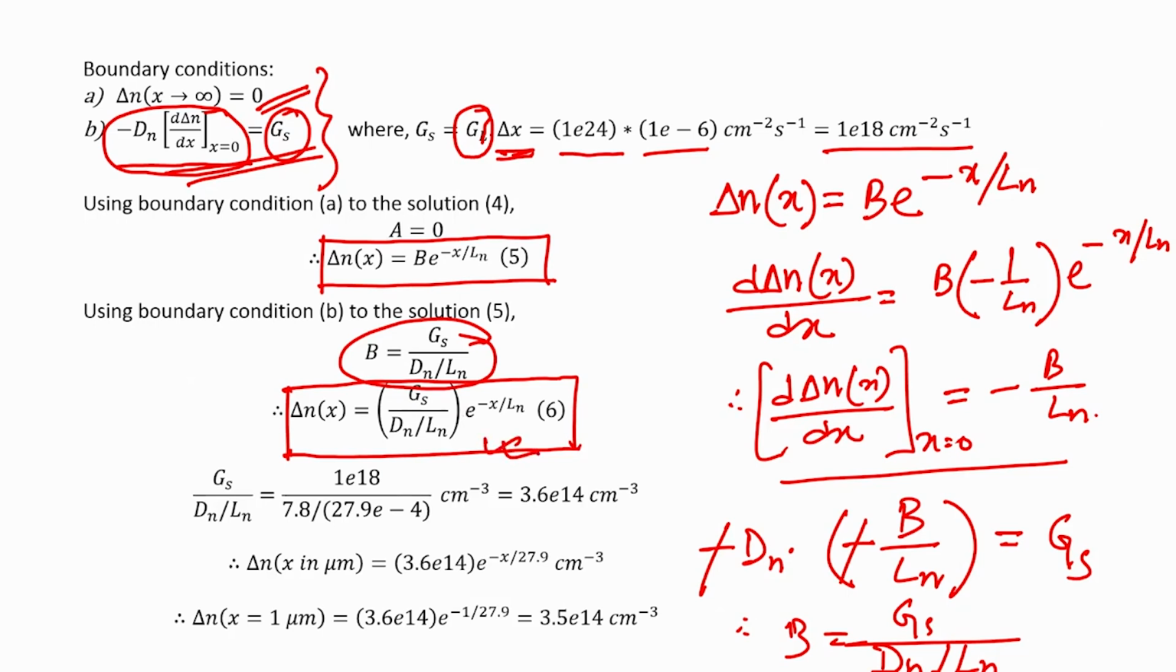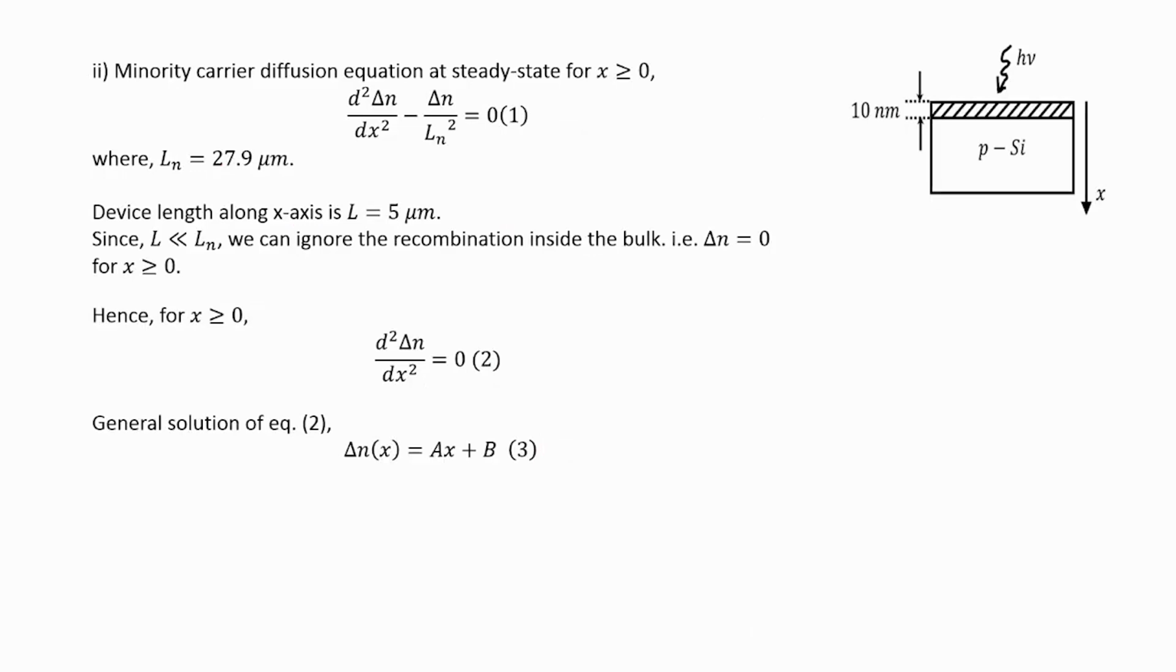Now you have to just plug in the numbers. Gs by Dn Ln you can directly find from the previously calculated values of Dn, Ln and Gs. So, you plug in those numbers here, x is given as 1 micrometer, basically you have to find the excess electron concentration at 1 micrometer. You plug in that number and you will find the excess electron concentration at x equal to 1 micrometer.